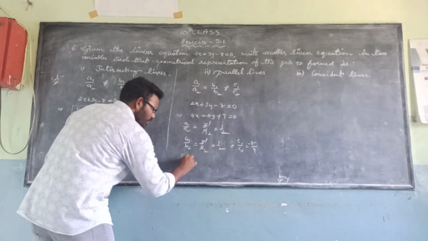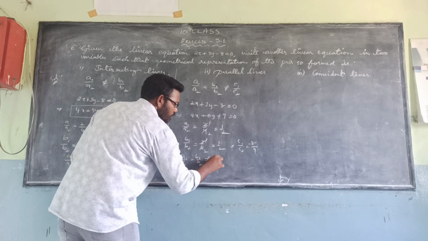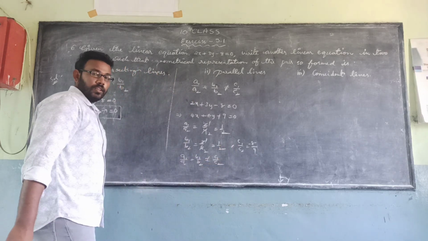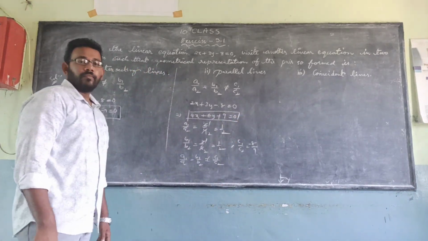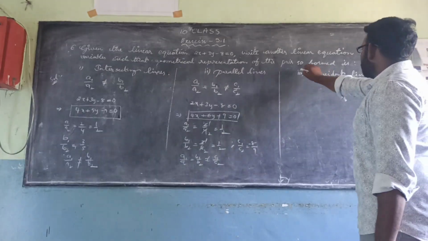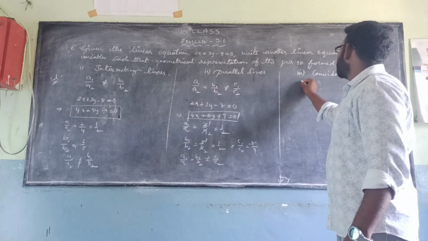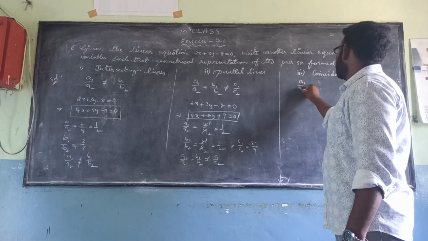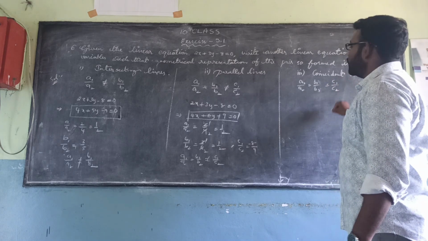So here clearly we know that a1 by a2 is equal to b1 by b2 is not equal to c1 by c2. So it satisfies. That's why this is the required equation. Now the third one: if the lines are coincident, then the ratios must be a1 by a2 is equal to b1 by b2 is equal to c1 by c2.